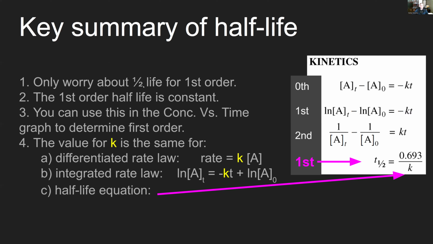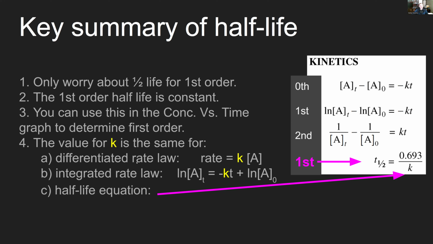Once again, here's the key summary of half-life. The only thing to worry about with half-life is for first order. The first order half-life is consistent and does not have concentration in the equation. You can use this in the concentration versus time graph to determine that the reaction is first order. If you're seeing it's taking the same amount of time to cut in half every time, you can tell that's going to be a first order reaction.